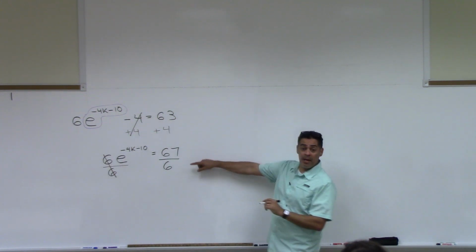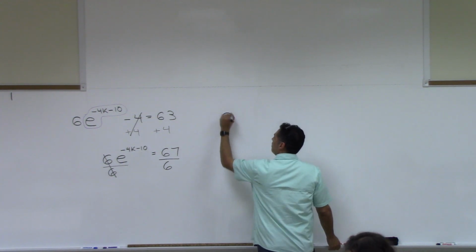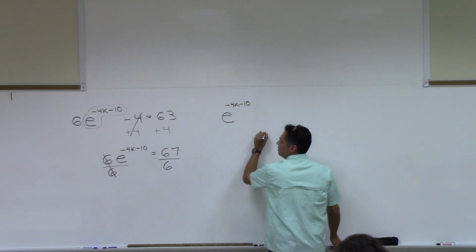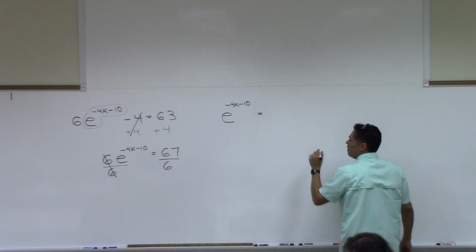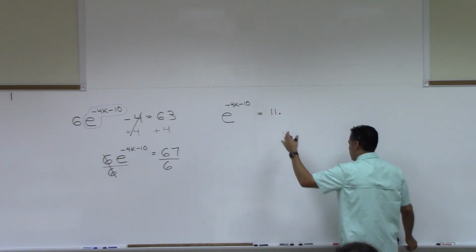Okay, so dividing by 6, are we good? Okay. So we got e to the negative 4k minus 10 equals, all right, that's going to be a decimal. It's going to be what, 1.1, or sorry, not 11 point, is what I meant to say.